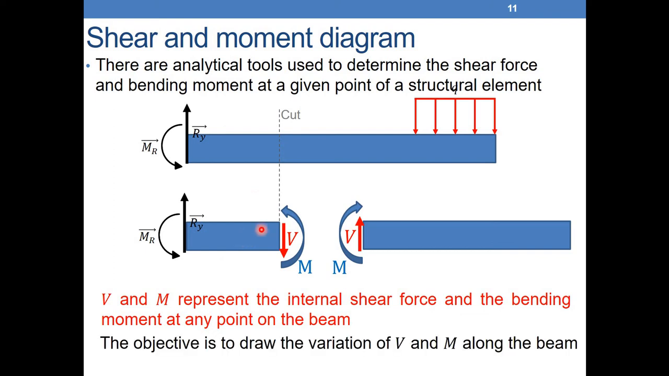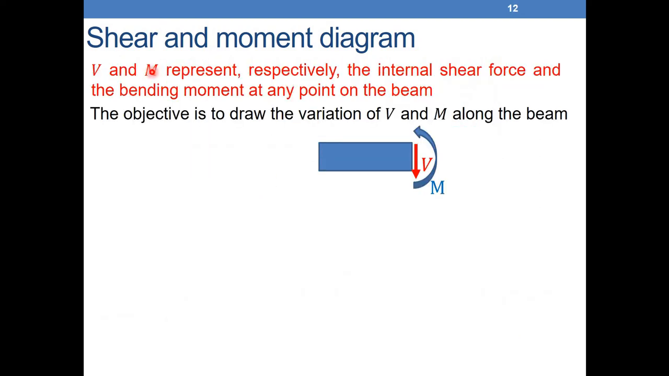Our objective in this lecture is to draw the variation of V and M at any point, like we did for the diagram of axial forces, the normal force. Now we want to draw a diagram of V and M to see how they vary at any point in a beam when the beam is subject to lateral forces, so subject to bending. So that's the objective of this lecture. To repeat, V and M represent respectively the internal shear force and the internal bending moment, which are created at any point in order to have equilibrium. And our objective is to draw the variation of V and M along the beam.